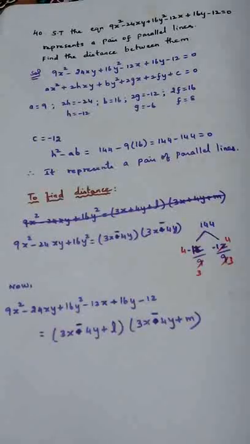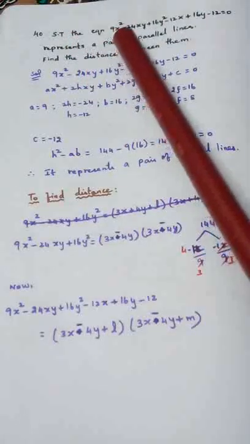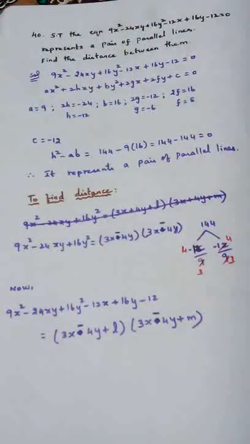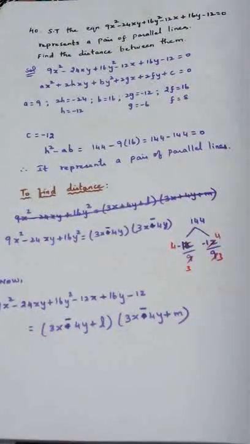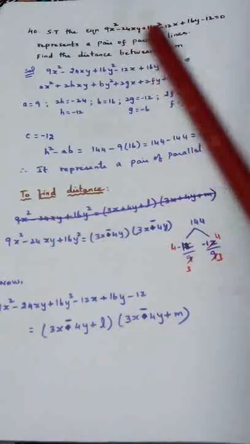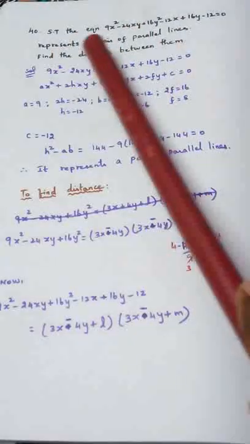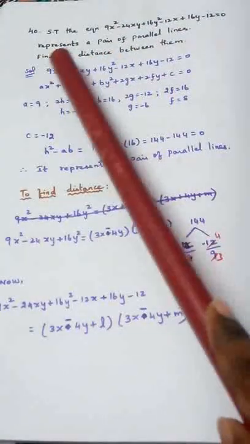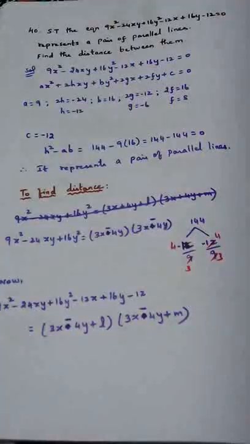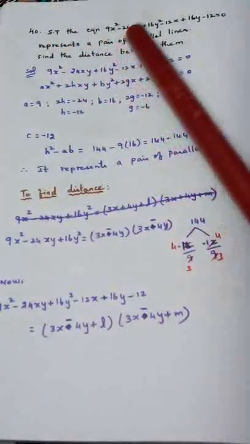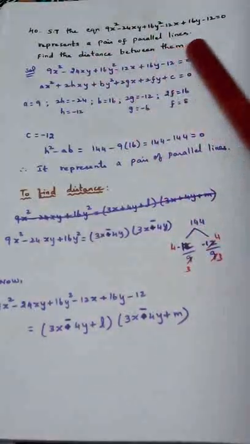Problem number 40. Show that the equation given to us represents a pair of parallel lines. So we need to prove that this equation represents a pair of parallel lines. Another question is also asked. The second question is to find the distance between them. Also we need to find the distance between the two lines. I'll repeat the question. Show that this equation represents a pair of parallel lines. Also, we need to find the distance between them.